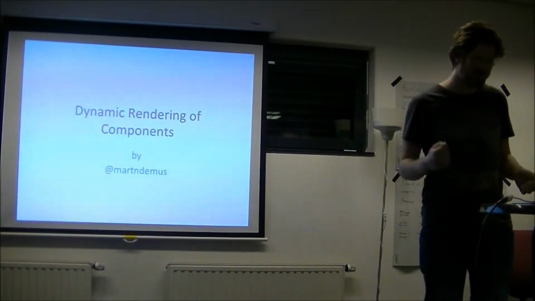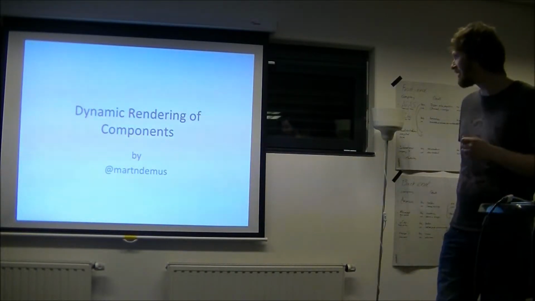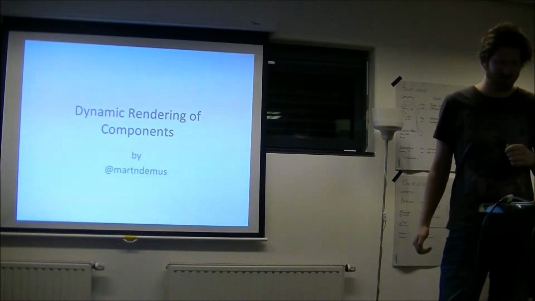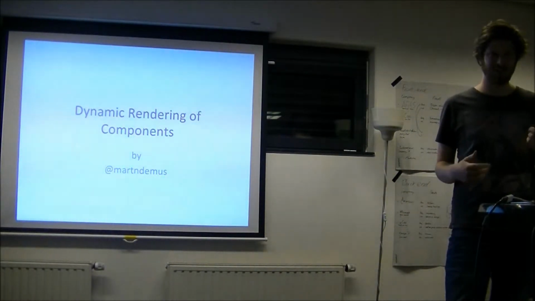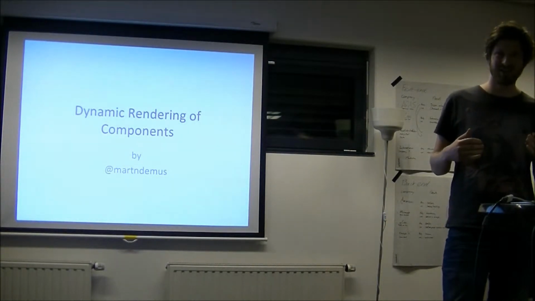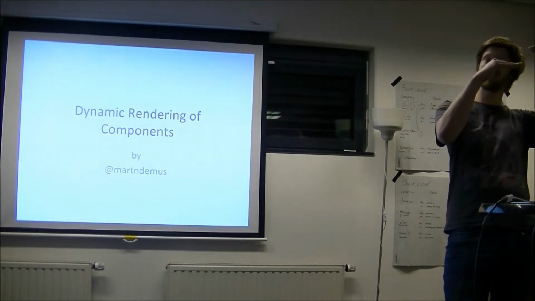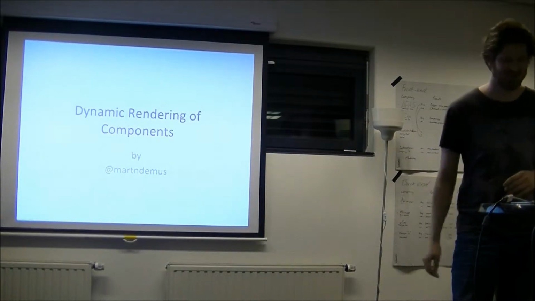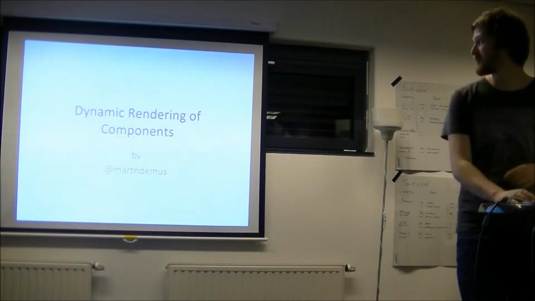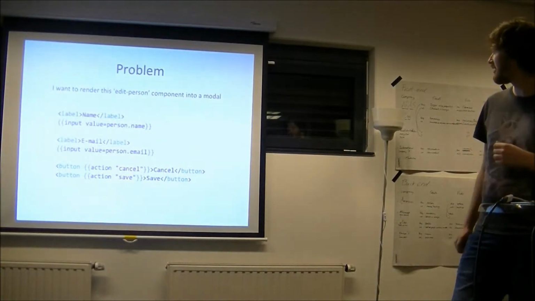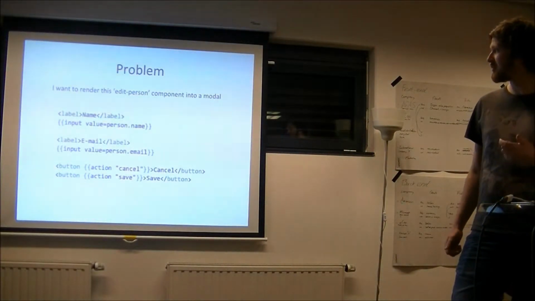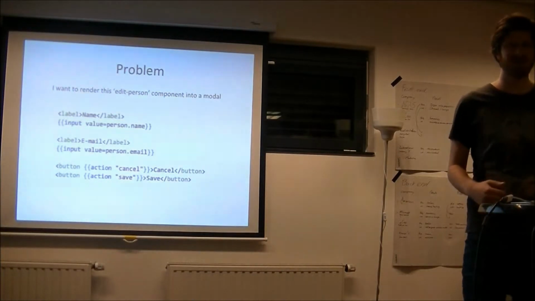I'm going to talk about dynamic rendering components. At first I had something that was polymorphic, and I had like, if it's this type, then render this component, and if it's that type, then render that component, and that's like not cool. So I came up with a similar problem when I wanted to do things in a model.